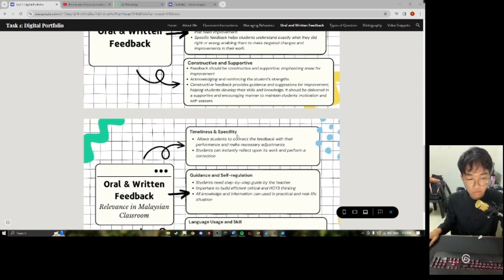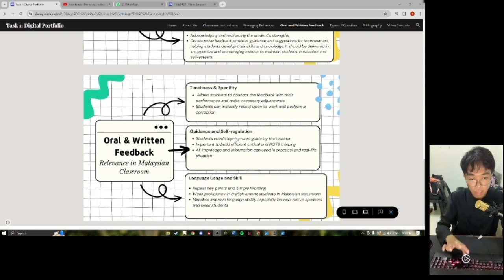So this is also very closely related to the relevance in the Malaysian classroom, but we're looking back at guidance and self-regulation, and also language usage and skill, which are two very important points when we trace back their relevance to a Malaysian classroom. In a Malaysian classroom, there's going to be a lot of very weak speakers, so it's very important that we explain step by step and guide after a feedback, because feedback without explanation is sort of useless.